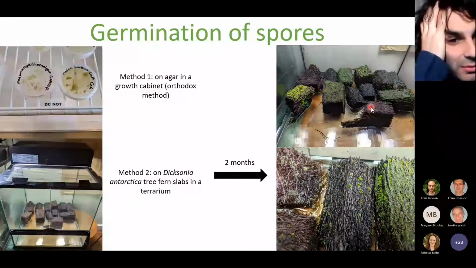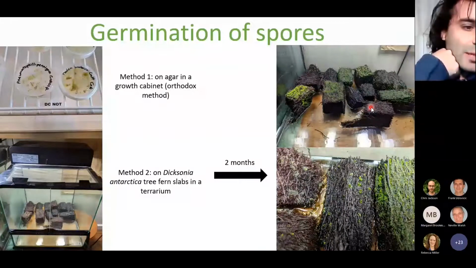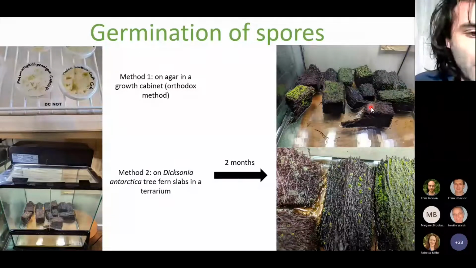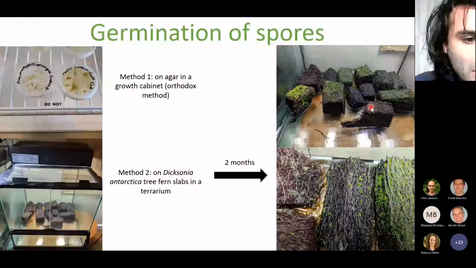Another method that I'm trialing is to grow spores on Dicksonia antarctica tree fern slabs, and then those are put in a closed terrarium that is kept constantly moist with really high humidity. So I've got misters in the terrarium, which is an Exo Terra terrarium, and that humidity is maintained at over 90%. And I've got lighting on it as well.